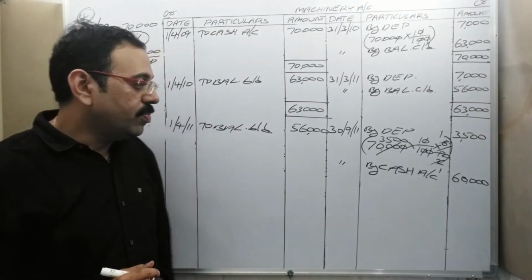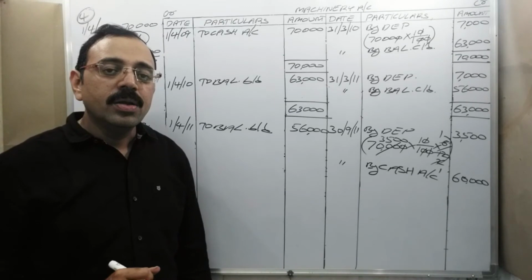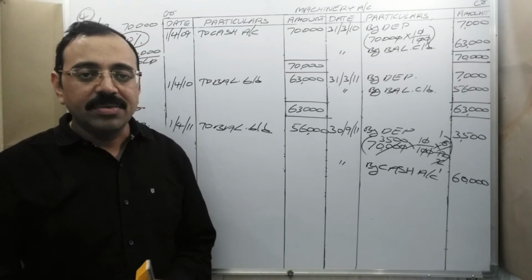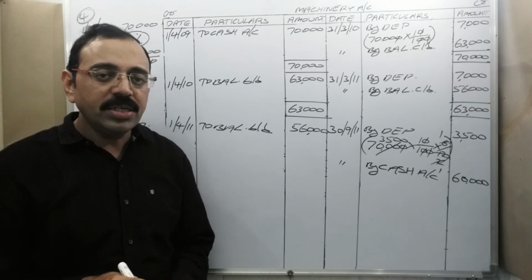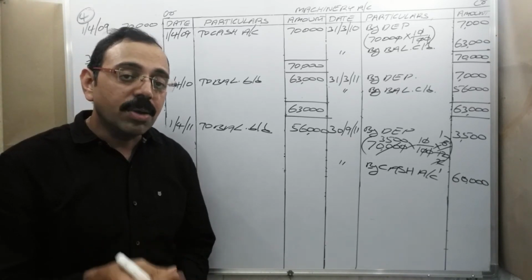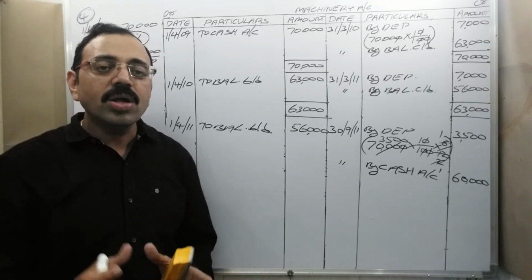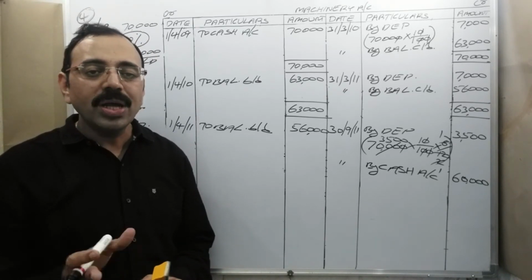Okay? Now, what to do? When we sell that asset, in that sale process, we may earn some profit or we may incur some loss. That profit or loss on the sale of the asset, we should ascertain now.